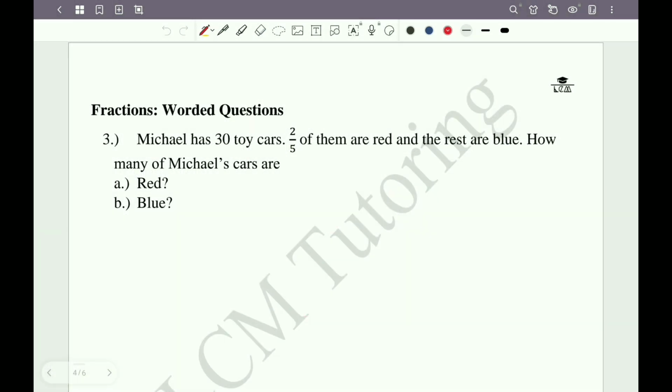Okay, so question 3 reads, Michael has 30 toy cars. 2/5 of them are red and the rest are blue. How many of Michael's cars are A, red, and B, blue?